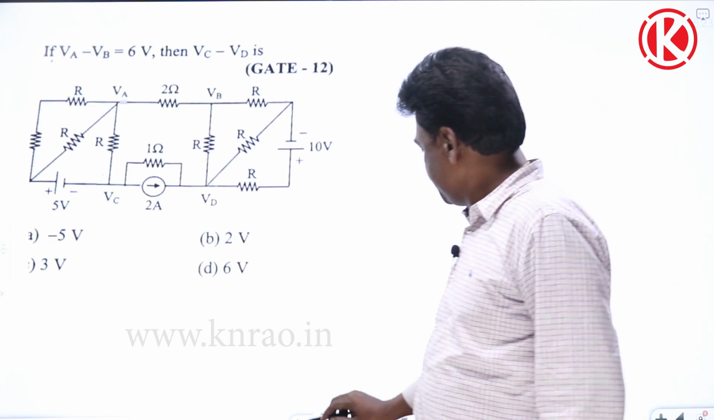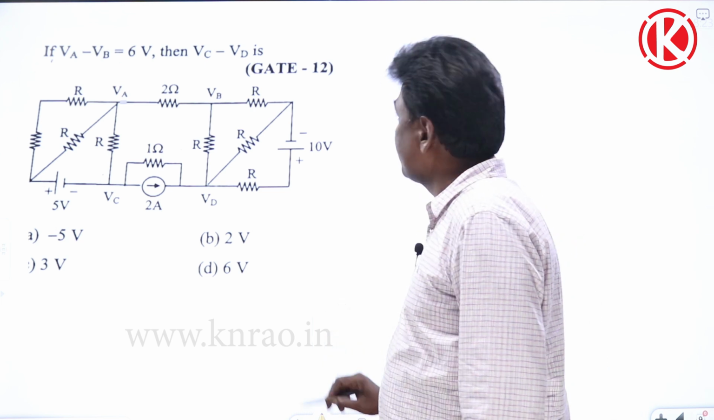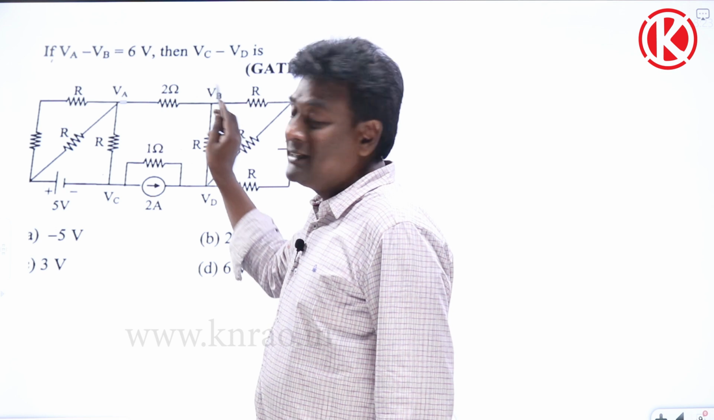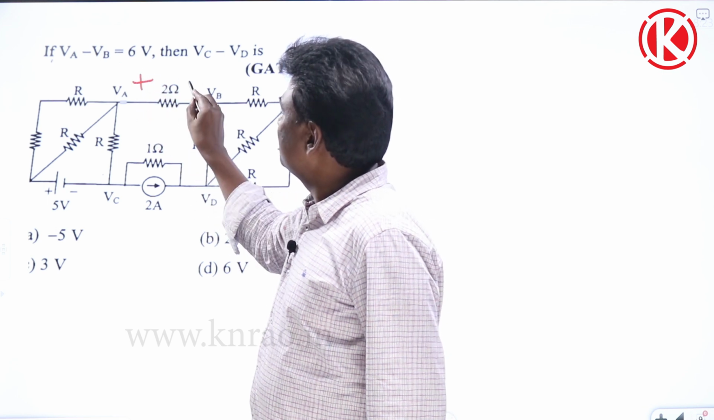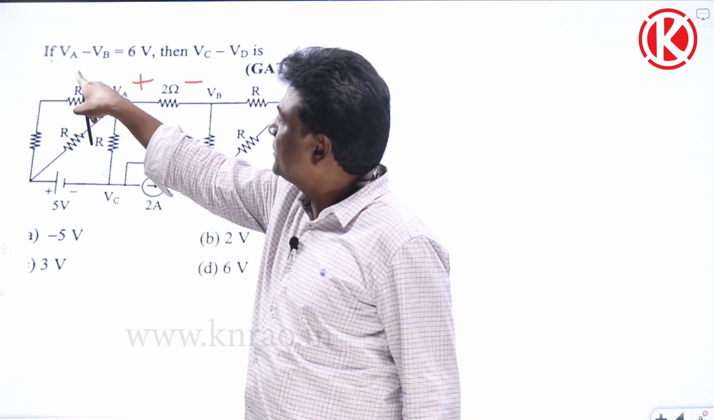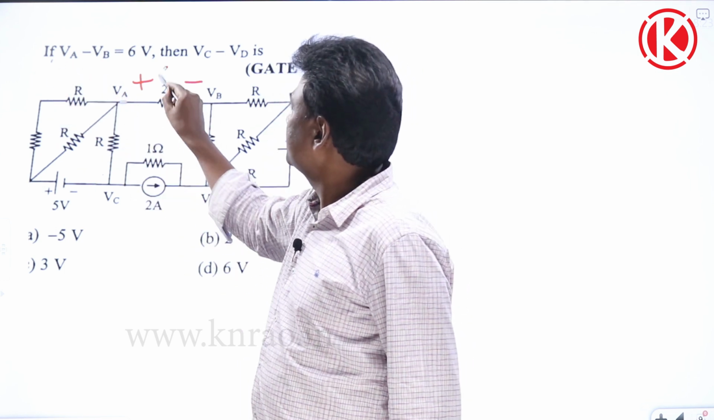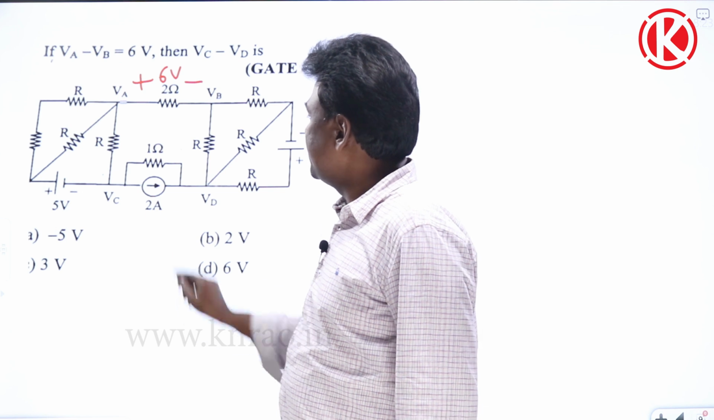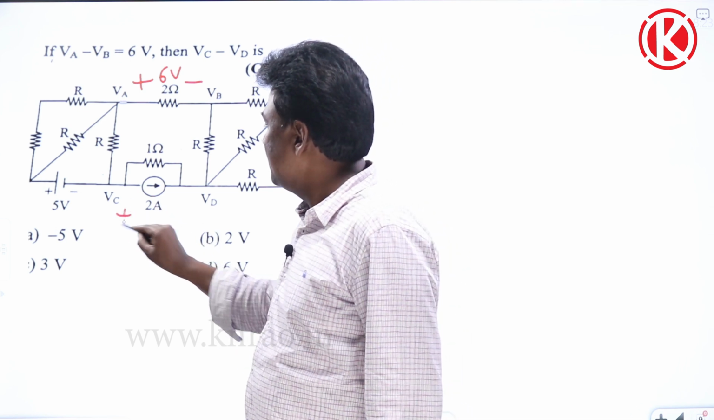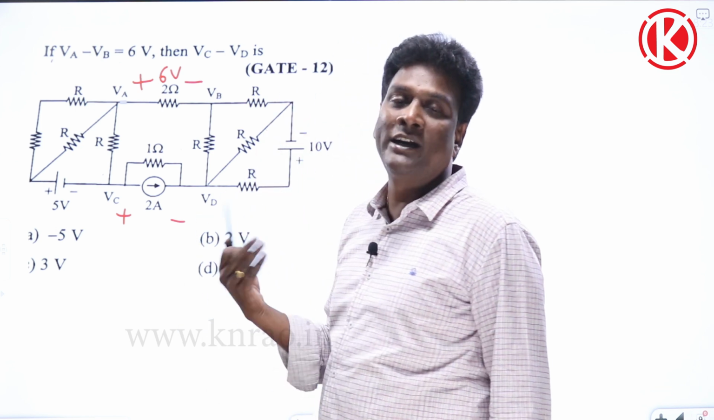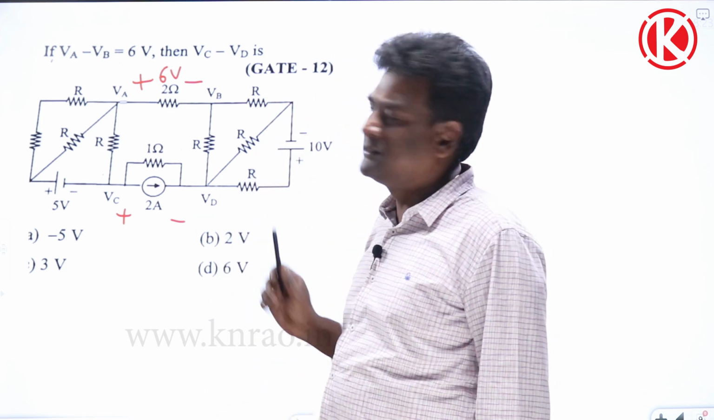Now see this. Means VA minus VB is 6 volts. VA minus VB. So plus here, minus here. VA with respect to B, A voltage with respect to B, A voltage is 6 volts. Then VC minus VD. VC minus VD. With respect to VD, at what potential VC is working.